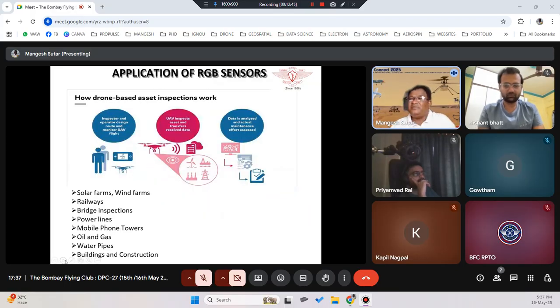Okay, application of RGB sensors for solar farms, wind farms, railways, bridge inspection, power lines, mobile phone towers, oil and gas pipeline monitoring, water pipeline monitoring, building and construction, and real estate also have been using drones. So drone-based asset inspection work is now taking a very big share. If you see the reports of the last 2 years, 2024 and 2025, the inspection segment has taken the number one position. Though it was number one earlier also, now it has reached a very high level.